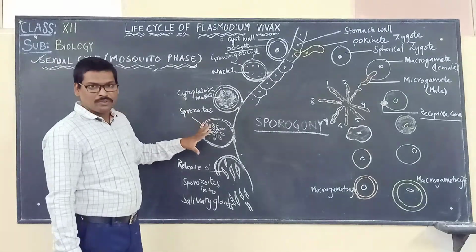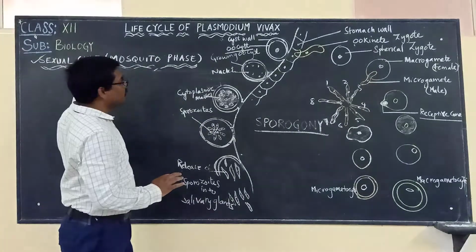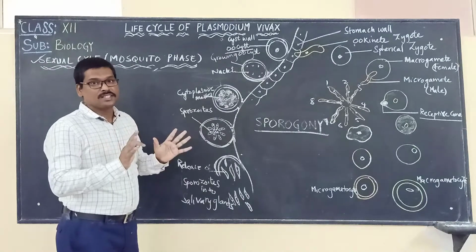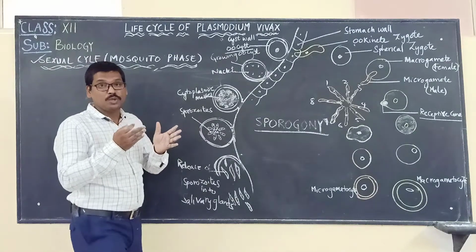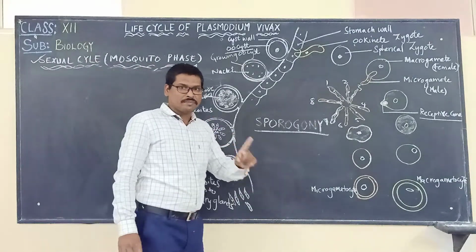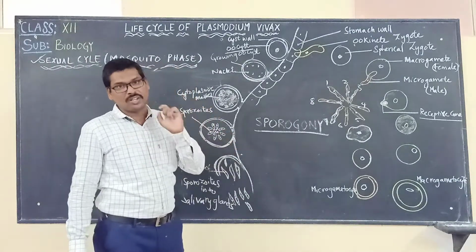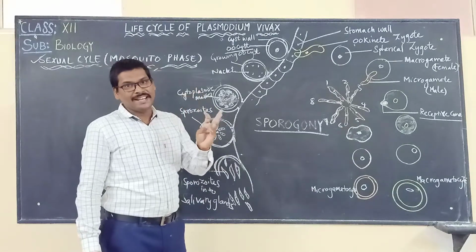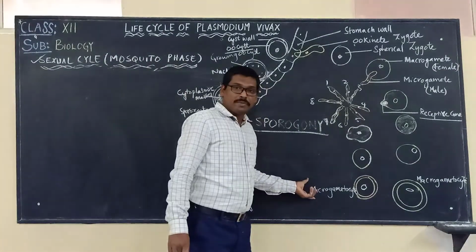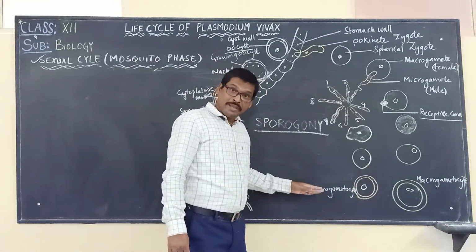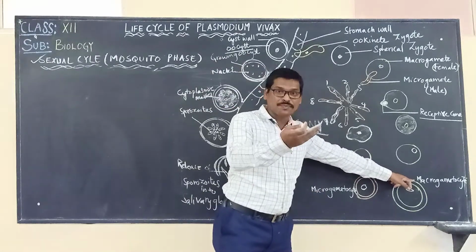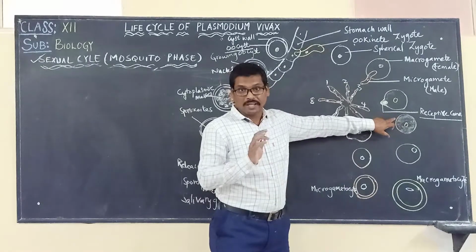So in this video we discussed the sexual cycle that is taking place in the female anopheles mosquito, in the lumen of the mosquito, meaning in the stomach of the mosquito. Now we started with the first one called gametogony, formation of male gametes and female gametes. Male gametes are formed from the microgametocyte, and the macrogametocyte will be transformed into the female gamete.